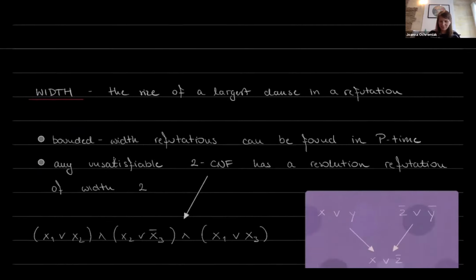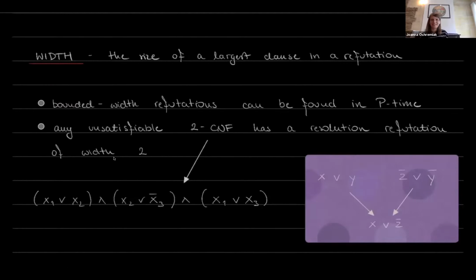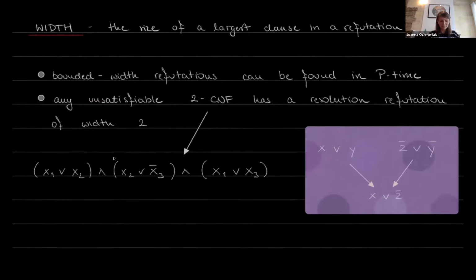Let me briefly, because of course I have too much material for this short talk, mention some other complexity measure for resolution proofs. We can also consider the width. This will be the size of the biggest clause in a refutation. I have some comments about it here, but maybe let's skip them.